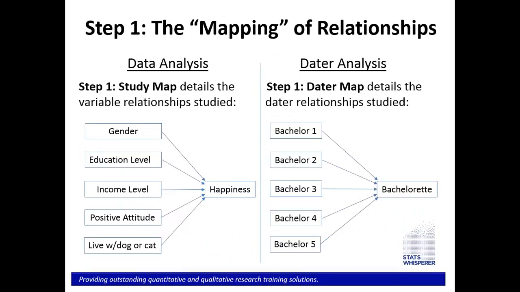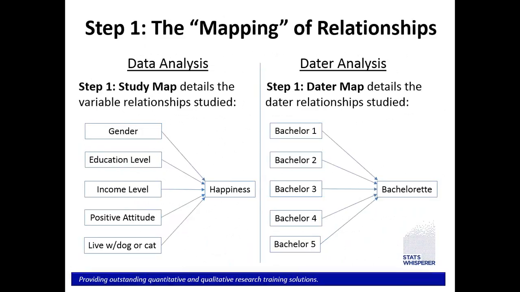So remember step 1, right? That's in the 7 steps of data analysis, the mapping of relationships. On the right, we have our data analysis again, and our step 1 data map, where we're saying we have the bachelorette, and we're relating the relationship between each of the 5 bachelors on the left to the bachelorette.